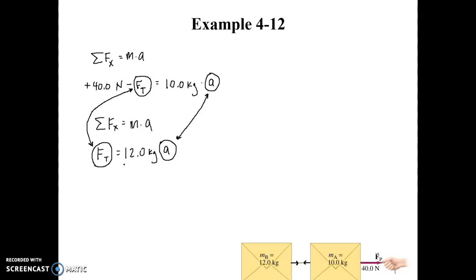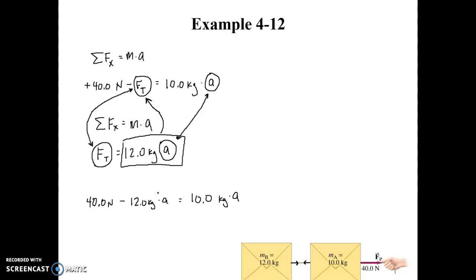And so I think what I might do is just use the substitution method. Since this second equation here is already set up for Ft equals, I'll take this and I'll just plug it in to this equation up here for Ft. So that becomes 40.0 newtons minus 12.0 kilograms times acceleration equals 10.0 kilograms times acceleration.